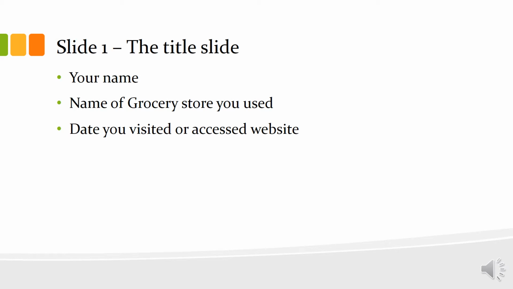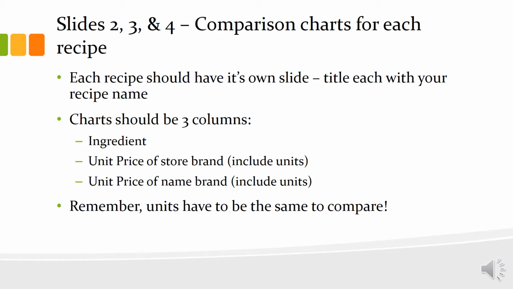So when you create your PowerPoint, the first slide is going to be your title slide. You want to put your name, the name of the grocery store that you used, and the date you visited or accessed the website. Slides 2, 3, and 4 are going to be the same, with the exception of it's going to be a different recipe each time. Each recipe that you have should have its own slide. Title each of them with a recipe name. Charts should be 3 columns when you create them. I will show you how to do that on the last video.